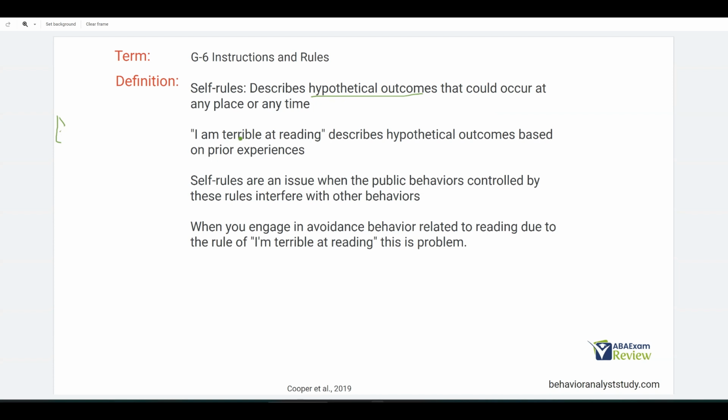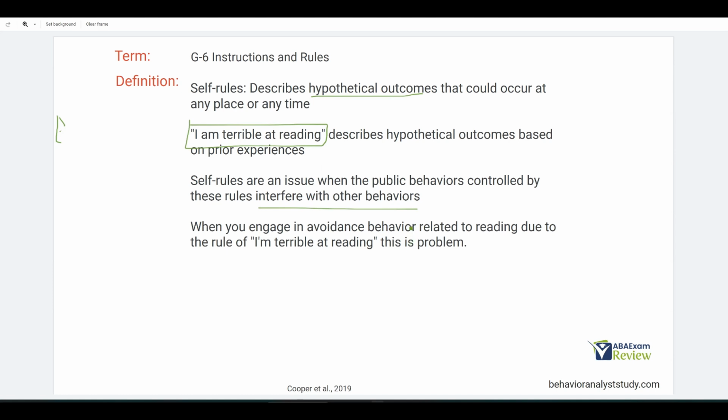If you're always saying, I am terrible at reading, you're describing a hypothetical outcome based on prior experiences. So let's say you read a book in class and you stumbled over some words. Now you're saying, well, I'm just terrible at reading based on that one experience. In the future, this is an issue if public behavior controlled by your rules, like I am terrible at reading, interferes with other behaviors. If you start to avoid reading altogether because of your self rule that you're terrible at reading, that's a big issue.